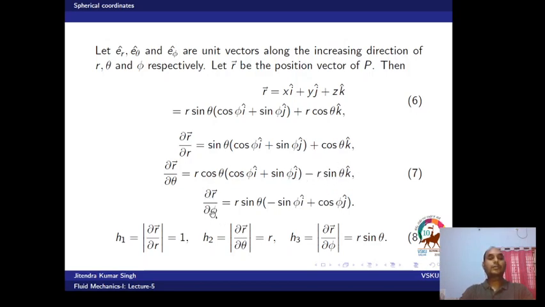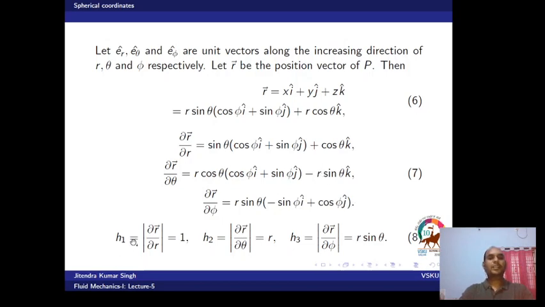Now the partial derivative of the r vector with respect to phi. We differentiate this: r sin theta, differentiation of cos phi is minus sin phi, so in bracket minus sin phi i + cos phi j. And since the k term does not involve any phi, its differentiation is 0. So the k component of this vector is 0.